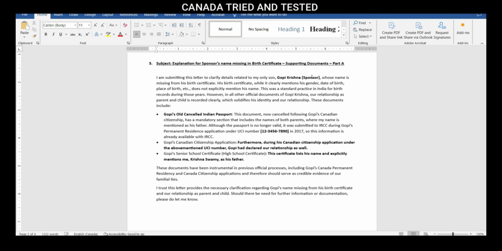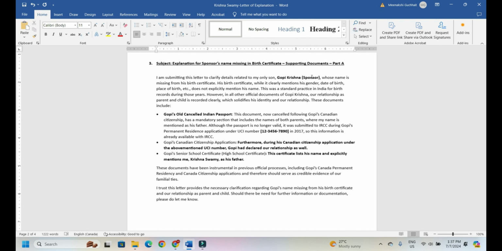Then Gopi's senior school certificate. This certificate lists his name and explicitly mentions me, Krishna Swami, as his father. These documents have been instrumental in previous official processes, including Gopi's Canada permanent residency and citizenship application. Therefore, they should serve as credible evidence of our family ties. I trust this letter provides the necessary clarification regarding Gopi's name missing from his birth certificate and our relationship as parent and child. Should there be need for further information or documentation, please do let me know.